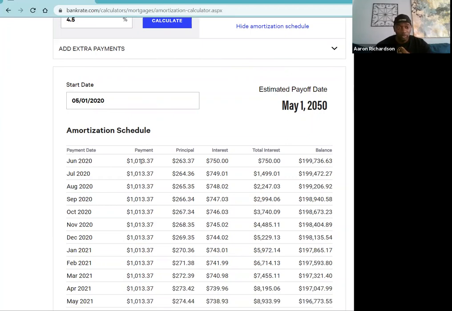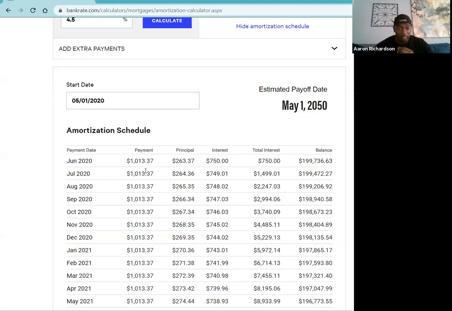So this amount will stay the same, but a portion of this amount, which is principal, will go towards reducing the overall balance of the loan, and a portion will go toward interest. As you can see, in this first payment, $750 is going toward our interest, $263.37 is going toward our principal balance. So a lot more in interest than principal at the beginning of the loan. Each month, this number toward principal will tick up slightly, and our interest portion will tick down slightly.